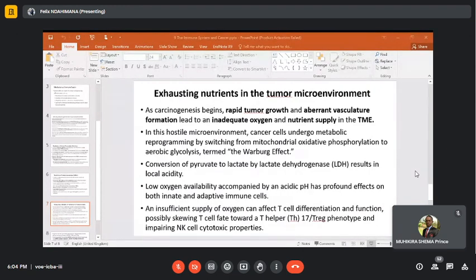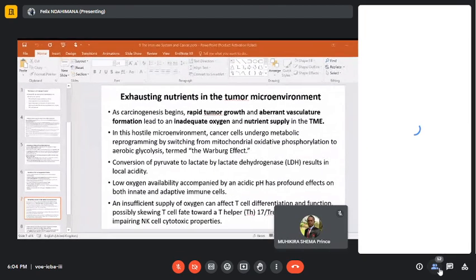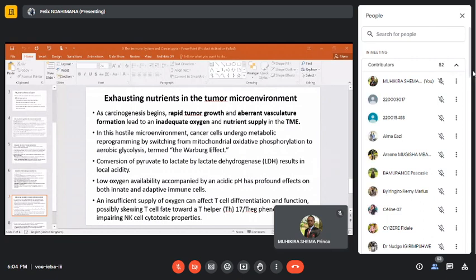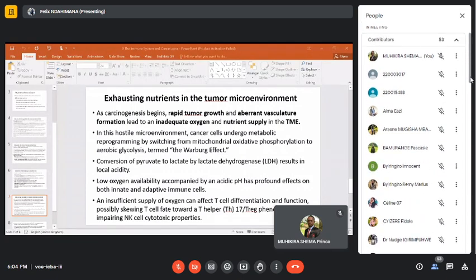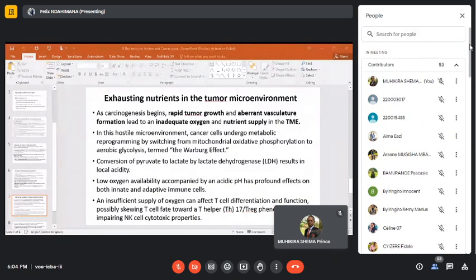So the low oxygen availability now is going to be accompanied by an acidic pH. And this will have an effect on both our immune cells, innate and adaptive. All immune cells cannot survive where there is no oxygen. They're not going to survive in this very hostile environment with an acidic pH.